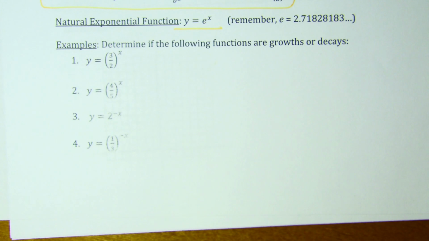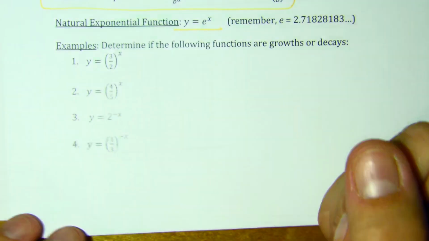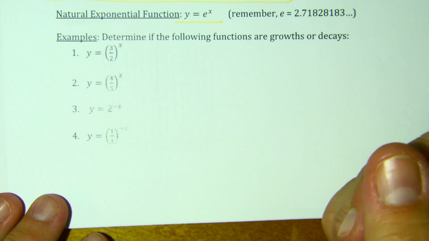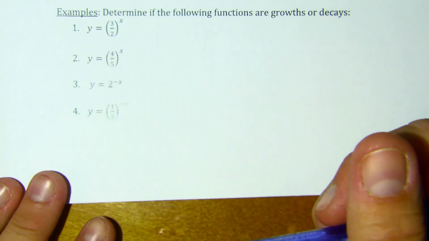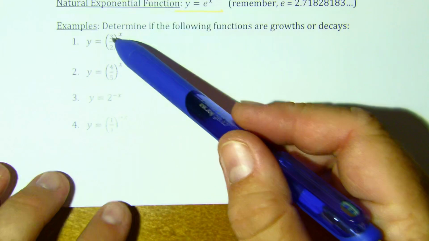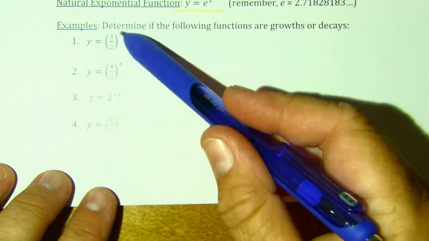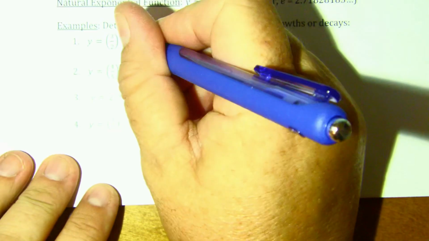Now these first couple examples here, it says to determine if the following functions are growths or decays. So first off, we can look at our base, and that'll determine whether this is a growth or decay. The only caveat to that is if we have a negative exponent, and we'll see that in a couple of these examples. So my base here, 3/2, is bigger than 1. My exponent is positive, so that means this is a growth.